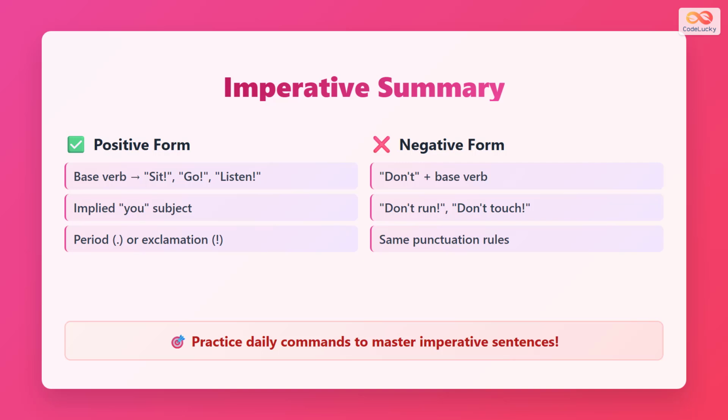Positive imperatives use base verbs like sit, go, listen with an implied you subject and a period or exclamation mark. The negative form uses don't plus base verb, like don't run, don't touch. Practice daily commands to master imperative sentences.